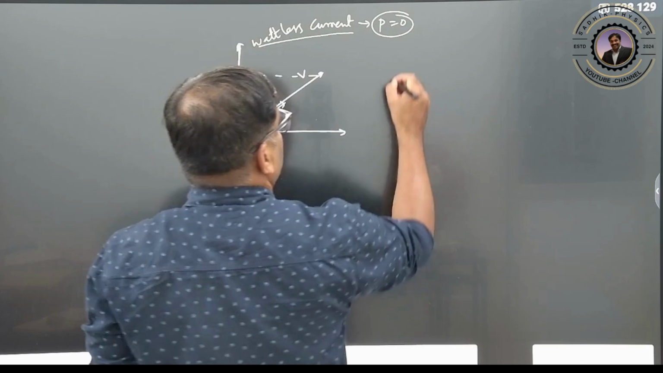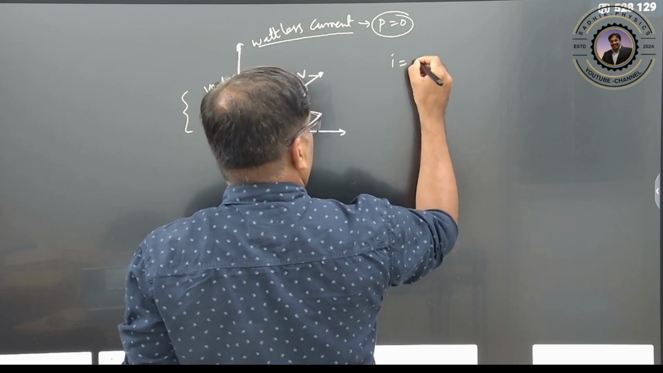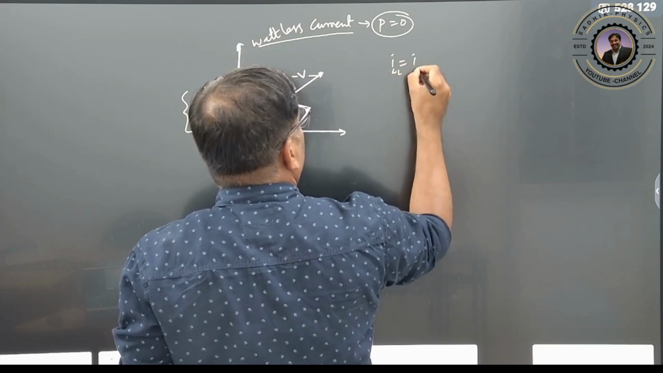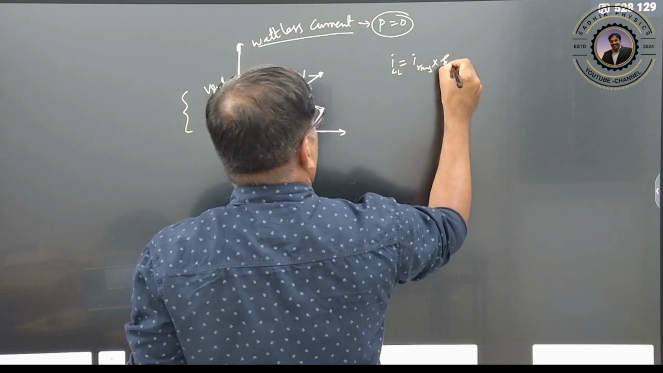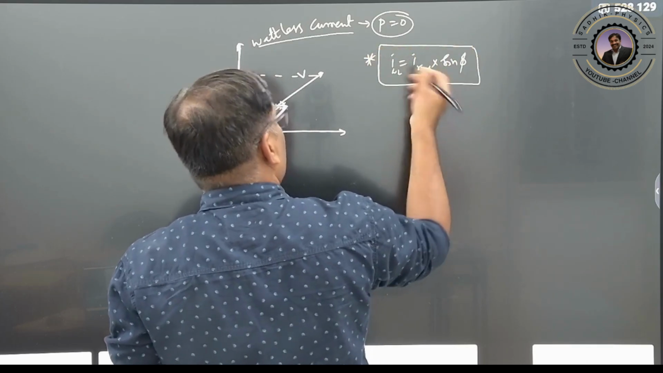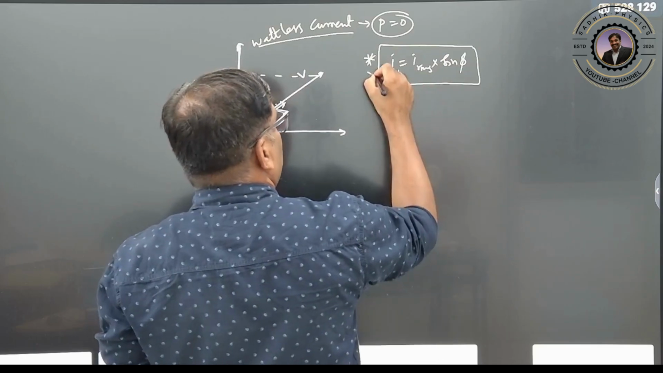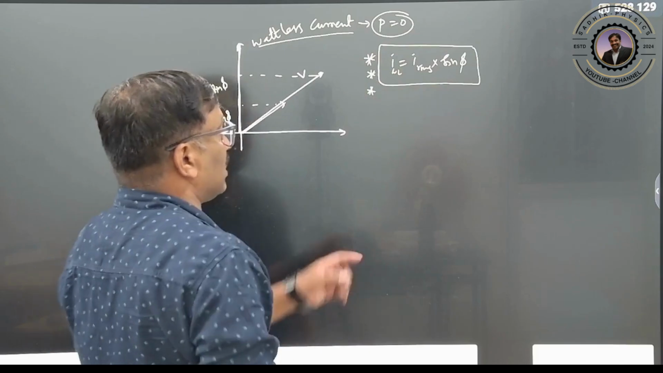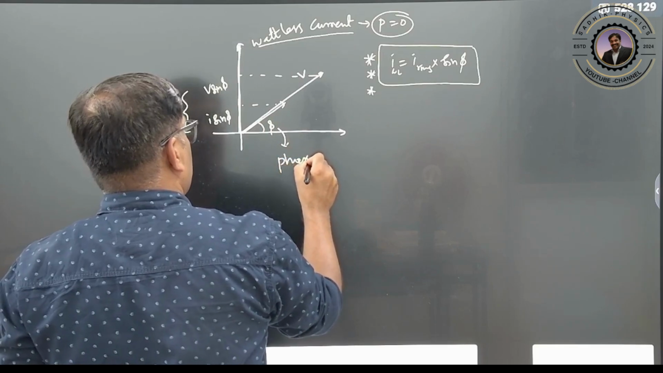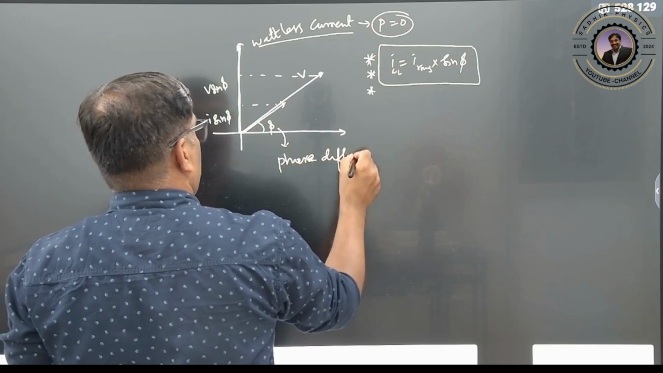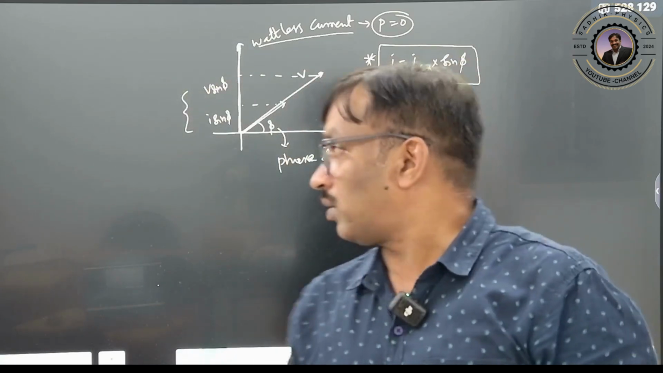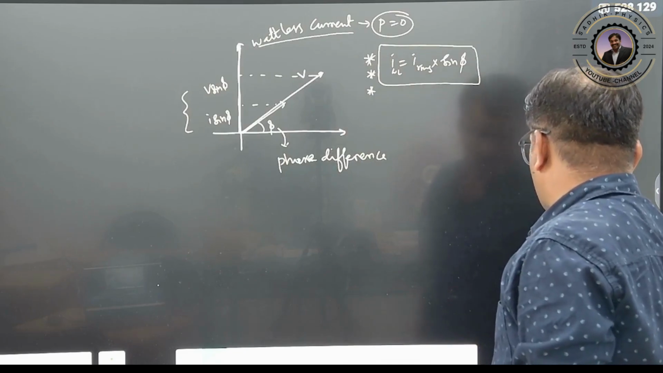How to calculate the wattless current? I equals I naught, this is your wattless current: I RMS into sin phi, or I naught into sin phi, whether peak value or RMS value. What is phi? Phi is nothing but the phase difference. Clear? So this is about your wattless current. Now we will see some different questions on this.